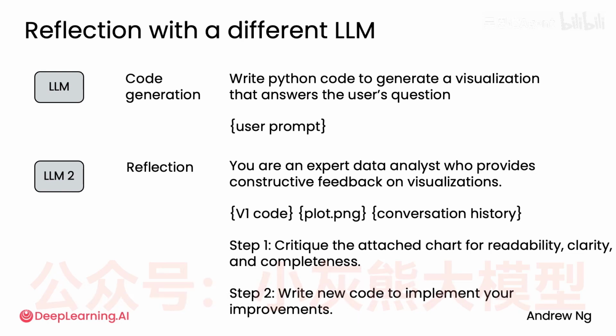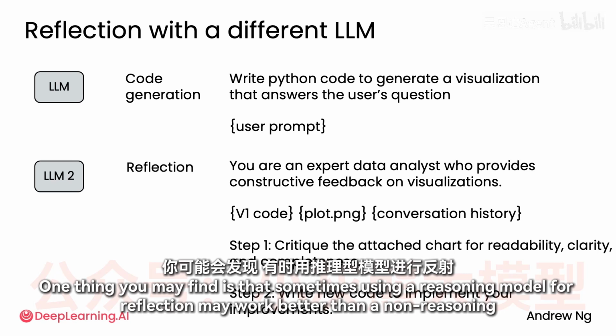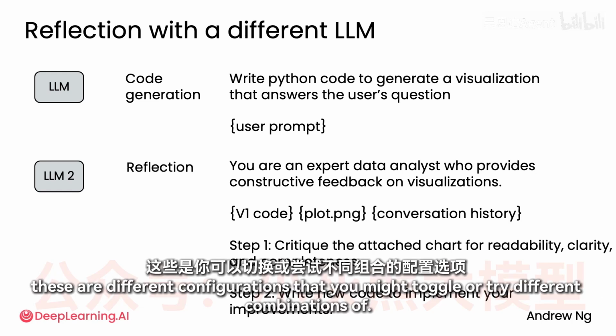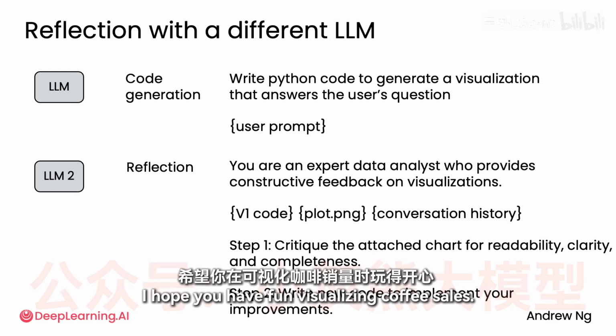One thing you may find is that sometimes using a reasoning model for reflection may work better than a non-reasoning model. So when you're trying out different models for the initial generation and the reflection, these are different configurations that you might toggle or try different combinations of. So when you get to the coding lab, I hope you have fun visualizing coffee sales.